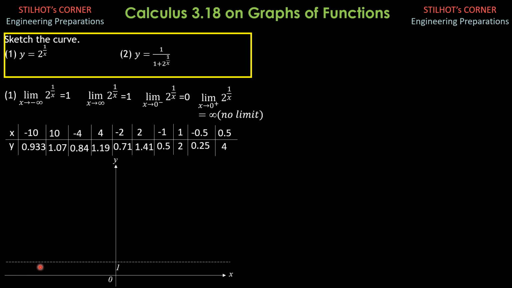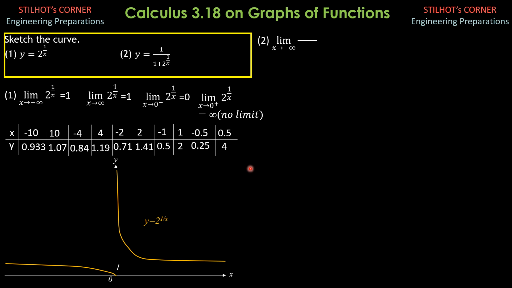Negative 10, 0.93, so it comes from below until it is 0 just to the left here. And just to the right, it comes from positive infinity and it is above. When x is 10, so just above 1, positive 4, and so on. So the graph should look as shown in the figure. So this is the graph of y equals 2 to the 1 over x.